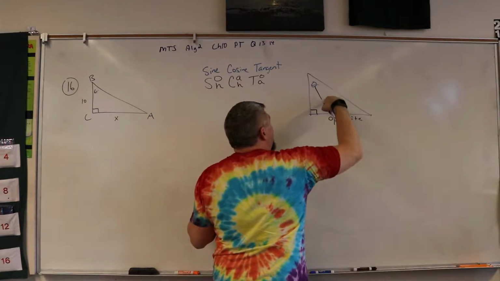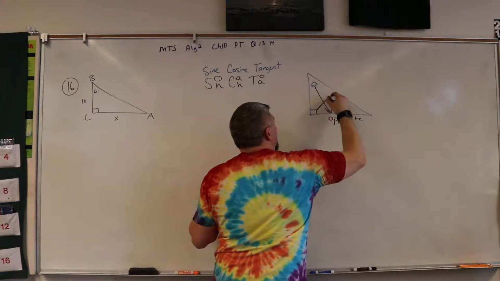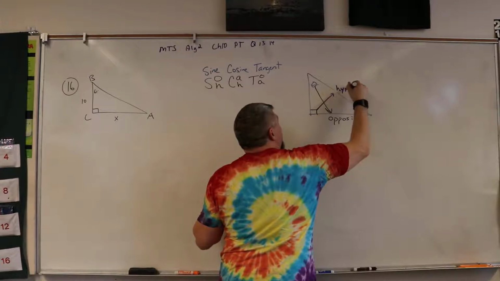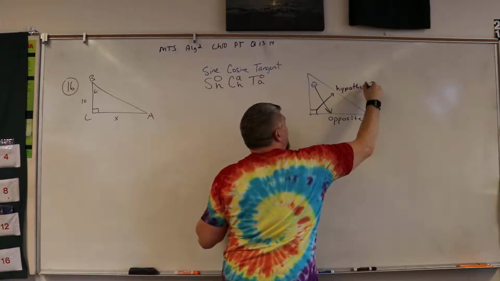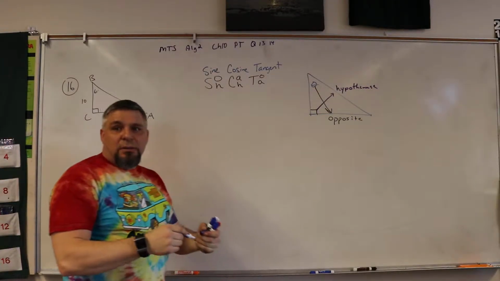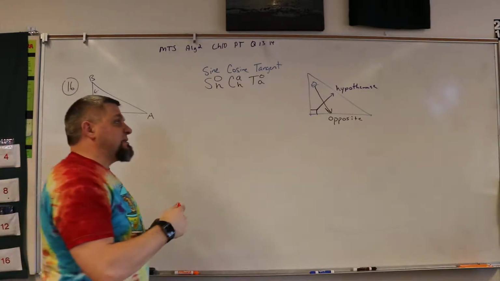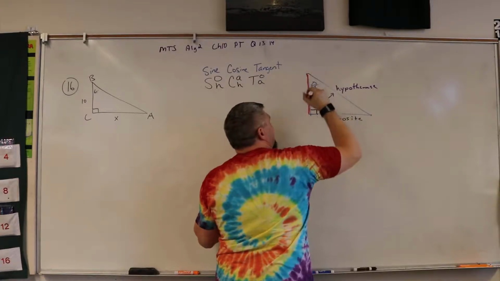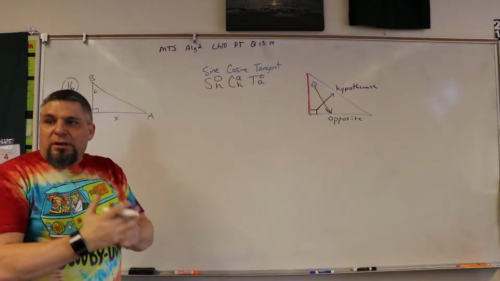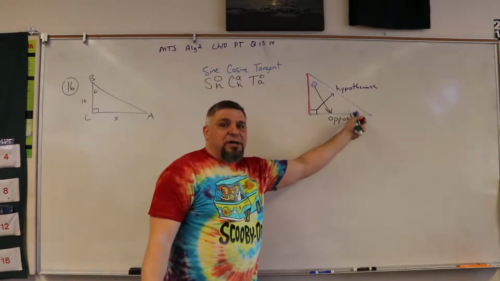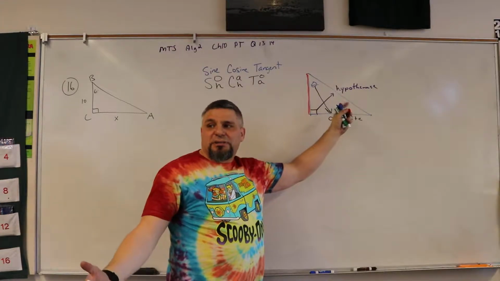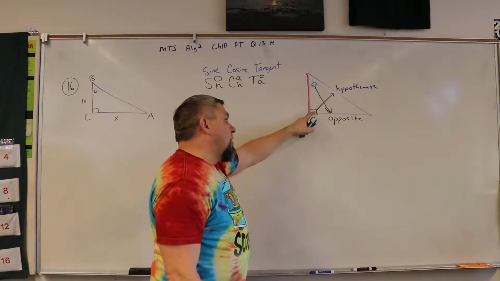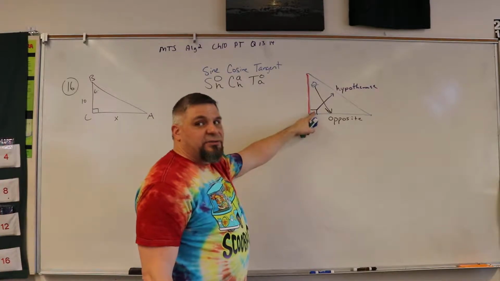But we need to know what the opposite side is, what the hypotenuse is, and what the adjacent is. The adjacent is touching. To be adjacent to something means I'm touching it. Now you'll notice that the hypotenuse is also touching it, right? So it gets a little confusing for students. Just know that the hypotenuse is always across from the right angle.